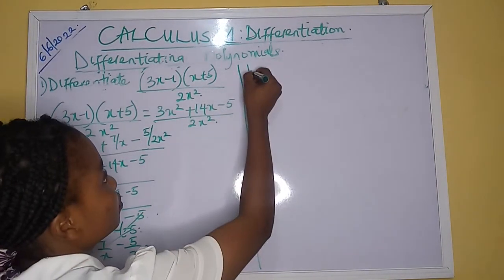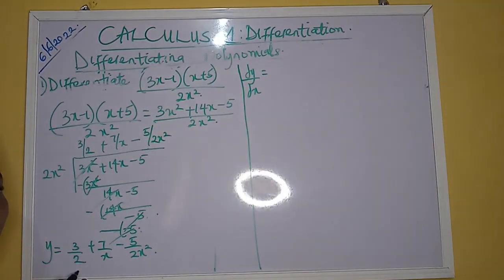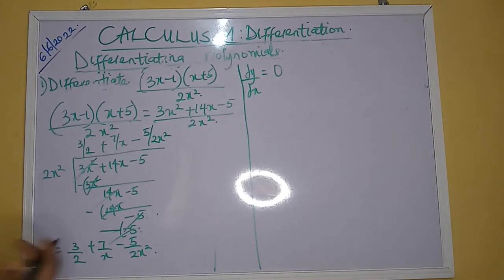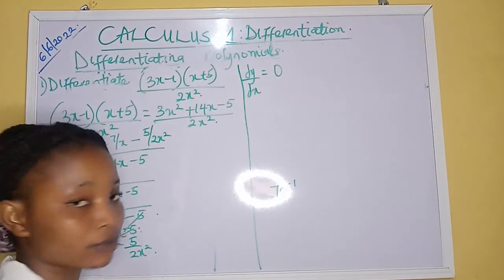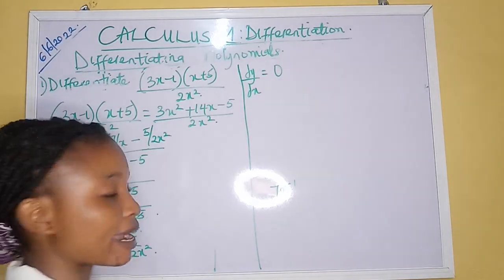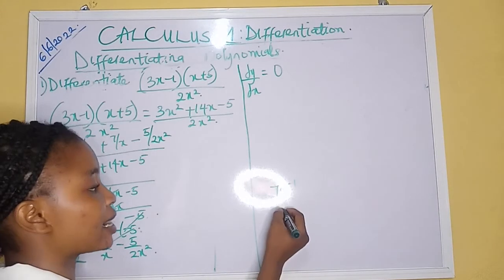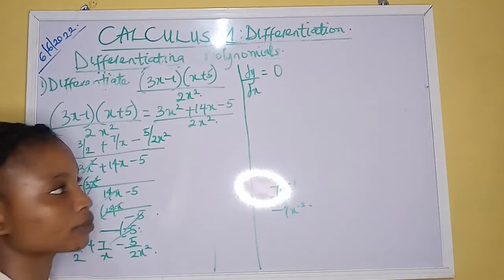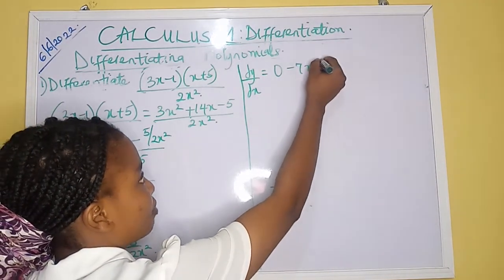So, if I'm to differentiate 3 over 2, I have 0. And if I'm to differentiate 7 over x, 7 over x is the same thing as 7x raised to the power minus 1. So if I'm to differentiate this, I have minus 7x to the minus 2. So differentiating that will give me minus 7x raised to the power minus 2.